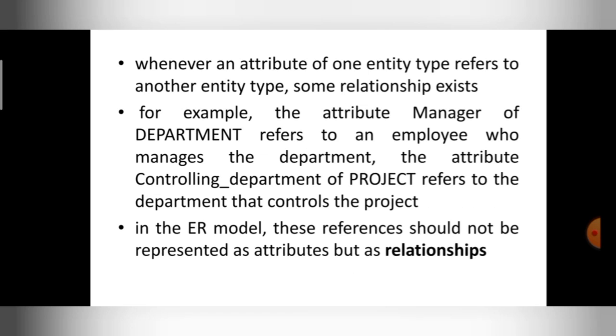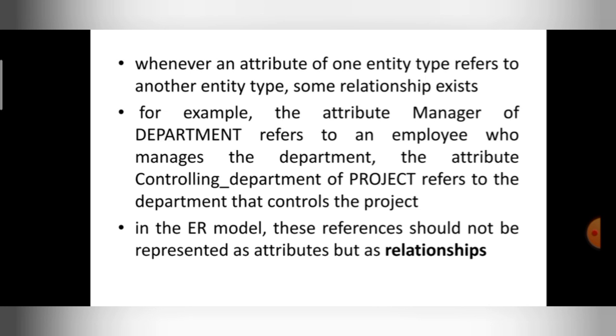So when will a relationship be there? Whenever an attribute of one entity type refers to another entity type, some relationship exists. And I can give one more example. For example, the attribute manager of the department refers to an employee who manages the department. That is a relationship. Just remember that manager is also an employee and manager manages the department. Here employee and department are related because manager is also an employee.